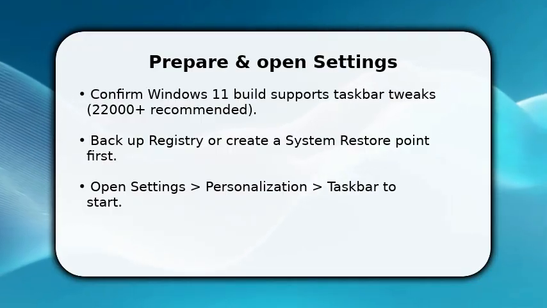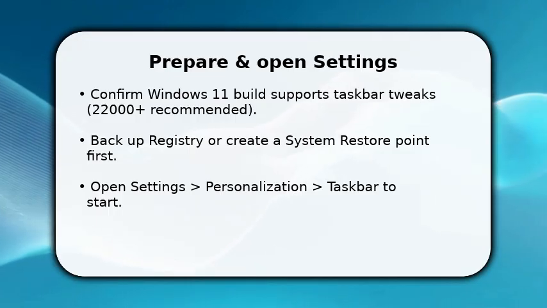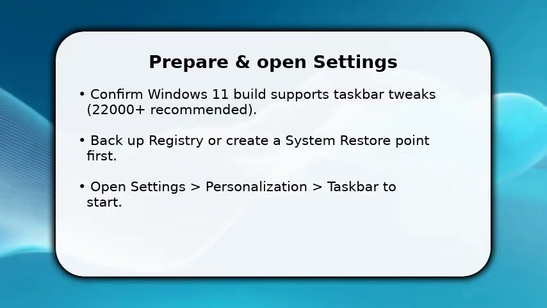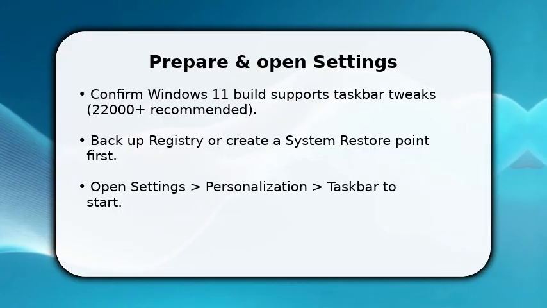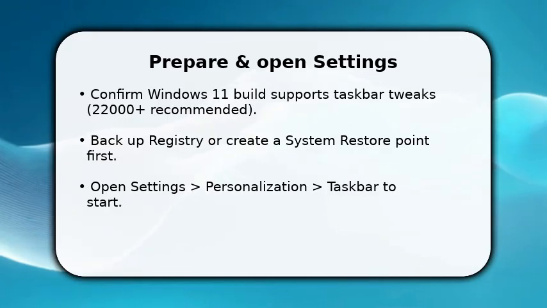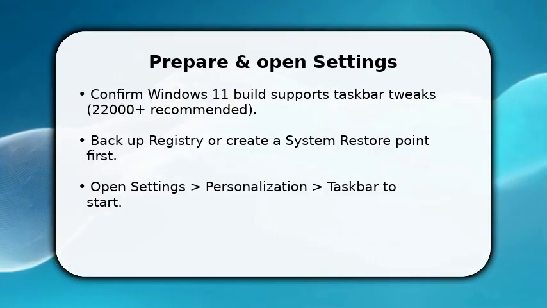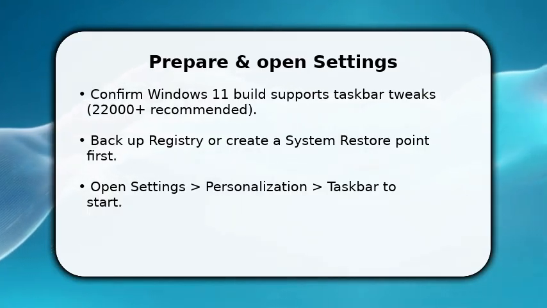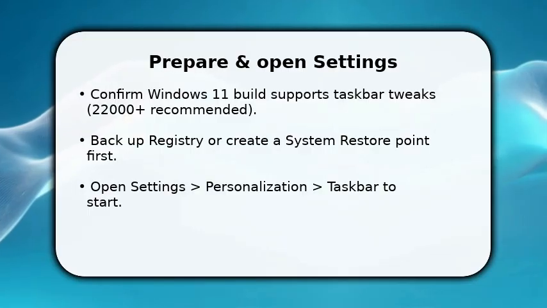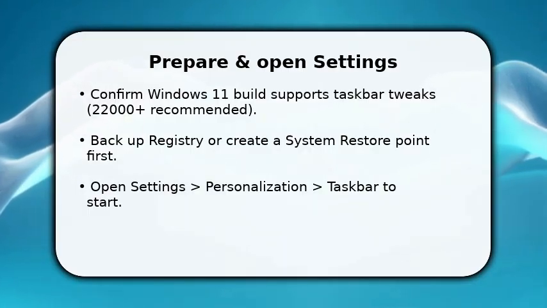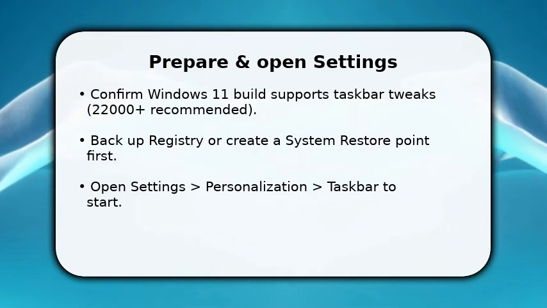You'll start by confirming your Windows 11 build and making a quick backup. Once done, create a system restore point or export the registry so you can undo changes. Next, open Settings, go to Personalization, then Taskbar to access built-in options. If you don't see advanced options, you'll use Registry Editor, so keep it open and run as administrator. These initial steps protect your system and put you directly into the panels you need to modify immediately.